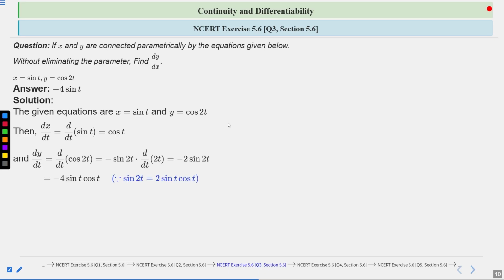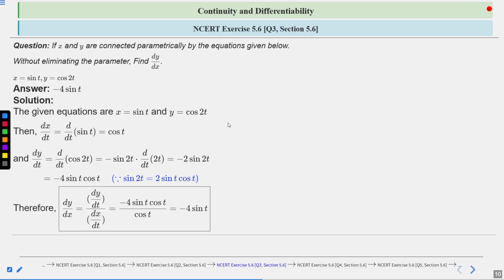And dy by dt will be equal to d upon dt of cos 2t, which is equal to minus sine 2t into d upon dt of 2t, which will be equal to minus 2 sine 2t, right? Clear? So we can write it as minus 4 sine t cos t, since we know that sine 2t is basically 2 sine t cos t.